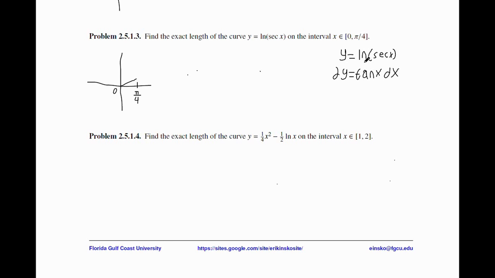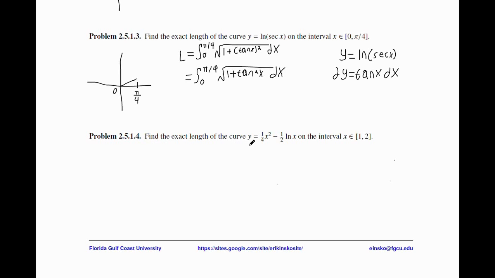And if you know your trig properties, you should know that this should equal dy equals tangent of x dx. And plugging this into the arc length formula, you should get L equals the integral from pi over 4 to 0 of the square root of 1 plus tangent of x squared dx. And simplifying this out, you get the integral from pi over 4 to 0 of the square root of 1 plus tangent squared of x dx. And that's it for number 3. Now number 4 is a bit more complicated, but we'll get to that in a minute.